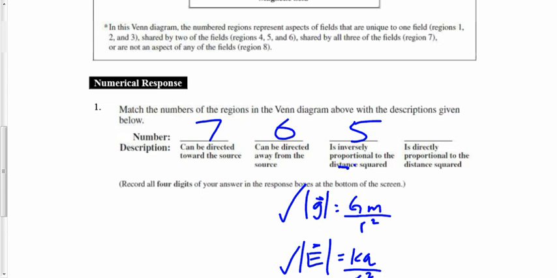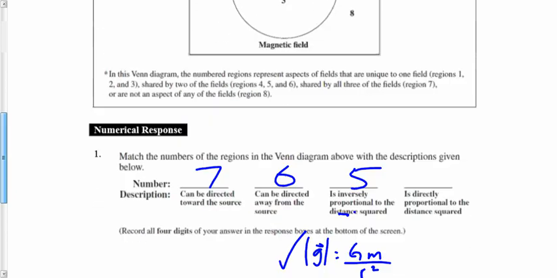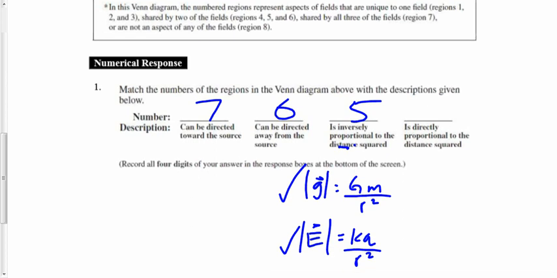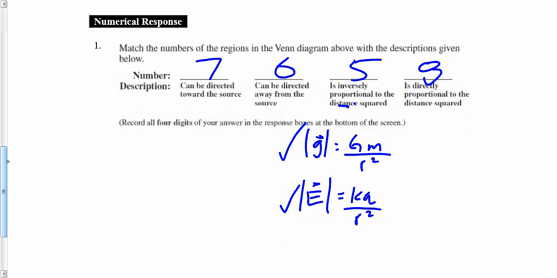Is directly proportional to the distance squared. Well, we know electric fields are not directly proportional to it. Neither are gravitational fields. What about magnetic fields? Don't know. Therefore, you have to assume that if I have not taught you that it's proportional to the distance squared, you must assume that it is not directly proportional to the distance squared. And in fact, it isn't. If you had to include it in the answer, it would be part of the curriculum that I'm supposed to teach you, and I would have taught it to you. So that becomes an 8, right? 8 is none of them, so our answer for that is 7658.